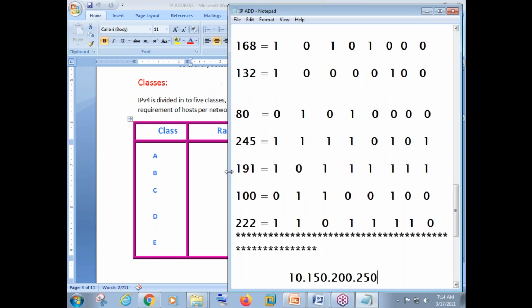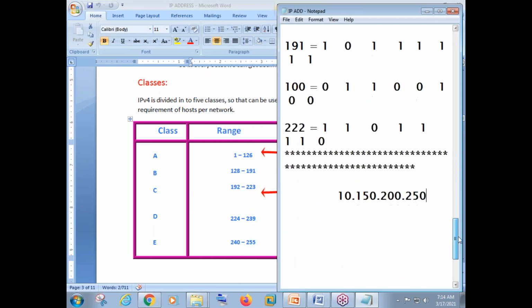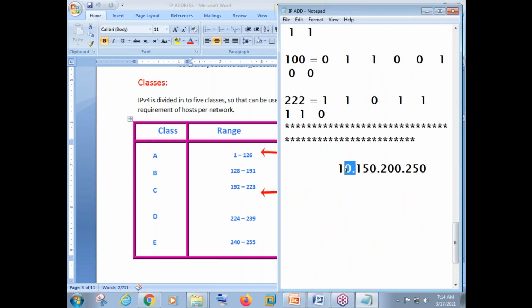Of course, this is a valid address: 10.150.200.250. But when you see this number 10 here, 10 is coming in class A, this 150 is coming in class B, 200 is coming in class C, and 250 is coming in class E. So how do we identify which class an address belongs to?